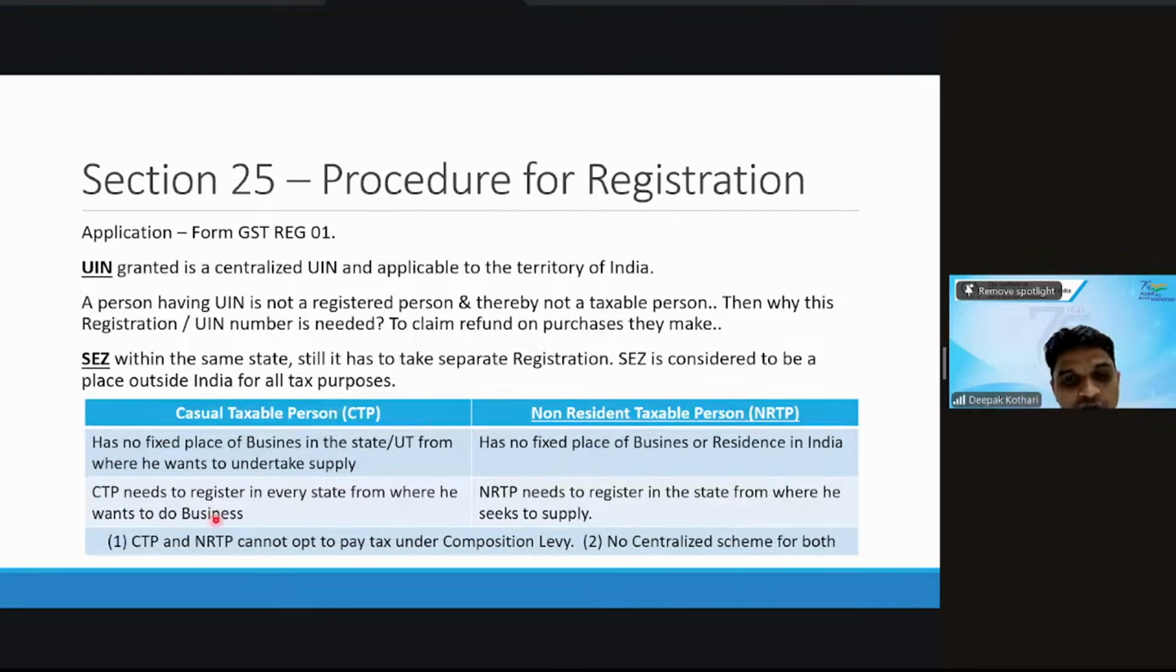But the common point of both of them is that CTP and NRTP cannot opt for the composition scheme, right? Composition scheme is a special benefit where you can supply at a lower rate and no input tax credit. A CTP and NRTP, both people cannot opt for the composition scheme, and there is no centralized scheme for both of them. Every state where they go, they have to take registration.